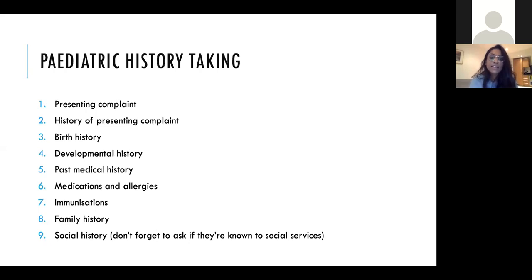And then developmental history, I usually keep it brief. I usually ask the parent, do they have any concerns? It depends. So if it's obviously a developmental history taking, then you focus on that. But otherwise, they come in with fever, a very quick question, do they have any developmental concerns?